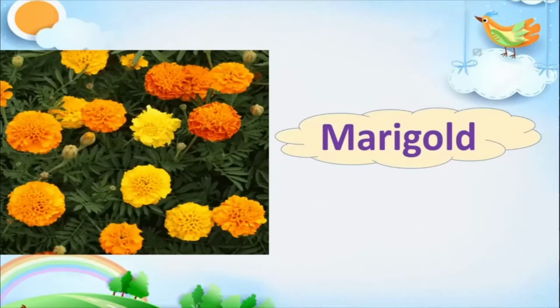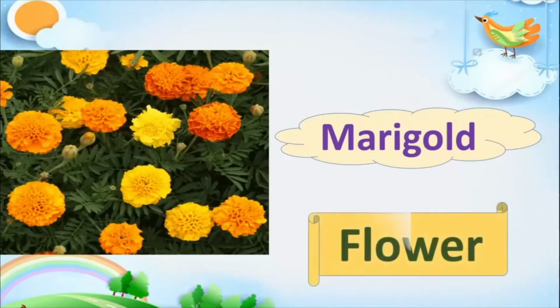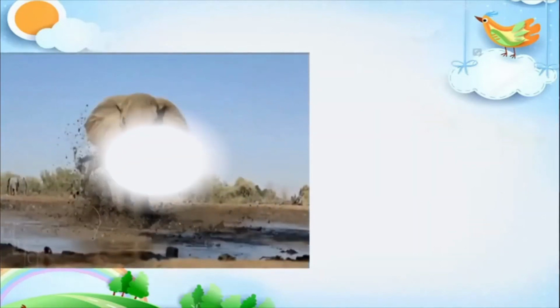M-A-R-I-G-O-L-D. Marigold. Okay? And this flower is sometimes yellow, sometimes orange, but they are very beautiful. So the marigold is a flower. Alright? Once again, let's read the spelling of marigold. M-A-R-I-G-O-L-D. Marigold. Alright? Come on, let's go to the next picture that we are supposed to look at and read.